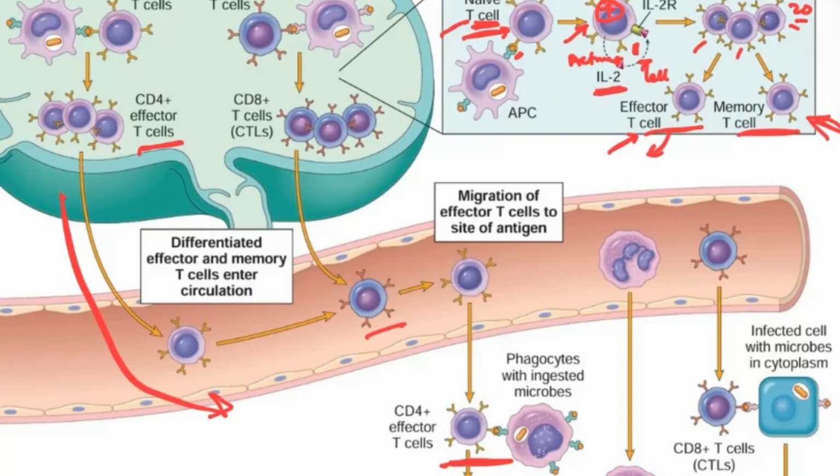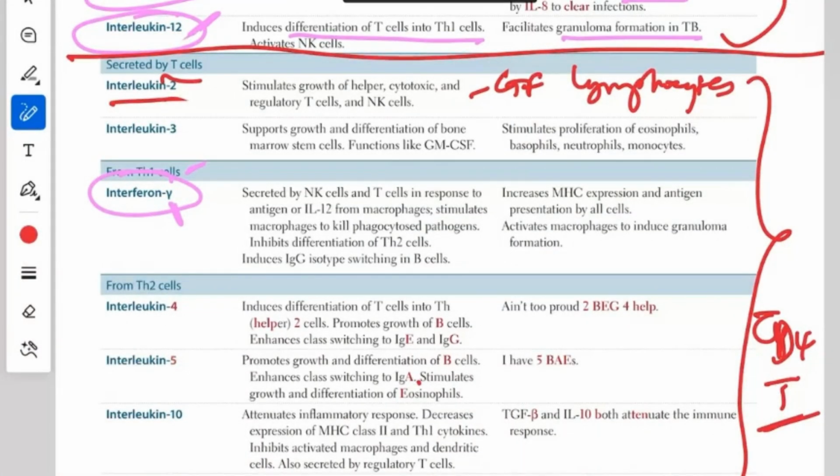Interleukin 2 is the growth factor of lymphocytes. So you can think of it as the one that stimulates the T cells to keep growing and multiplying. So that's what it does. It stimulates growth of all the lymphocytes, just lymphocytes. Growth factor for lymphocytes. That's what interleukin 2 is.